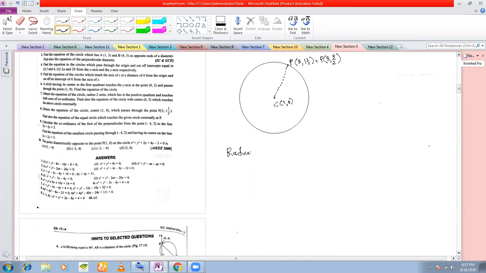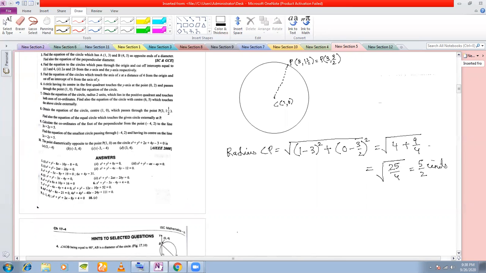Let us find out the radius. Radius CP is equal to root under 3 minus 1 whole square plus 0 minus 3 by 2 whole square, equal to root over 4 plus 9 by 4. Taking the LCM, you get 16 plus 9 by 4, which is 25 by 4, which is 5 by 2. So the radius of this circle is 5 by 2 units. So now you know the coordinates of the center and the radius also.